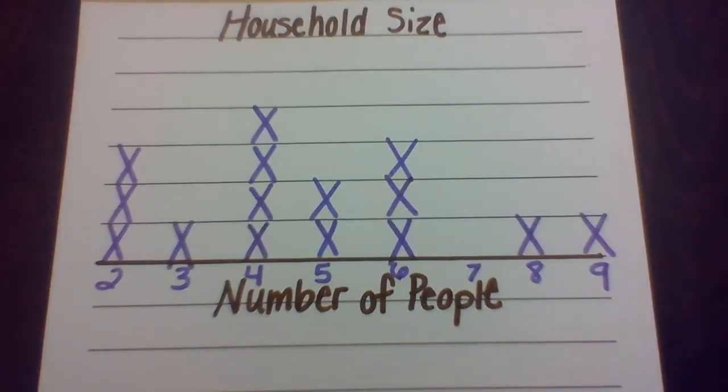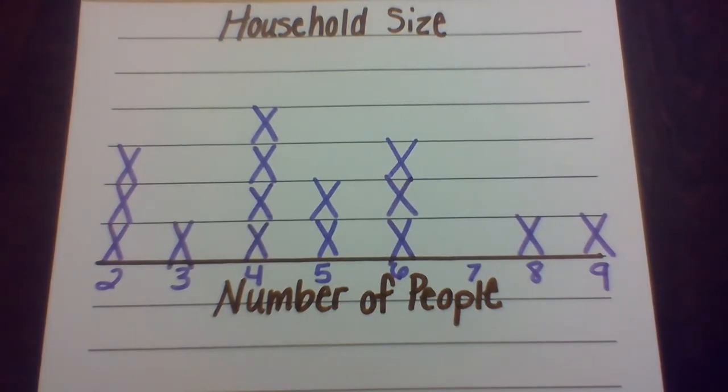Hi guys and girls, this video is going to explain to you how to find the IQR using a line plot. What's nice about using a line plot is if you look at your data, it's already in order for you from least to greatest. So looking at this data here, I'm talking about household sizes and the number of people in each household.